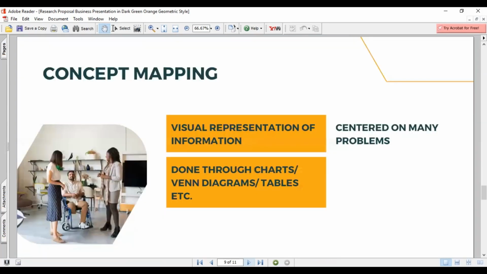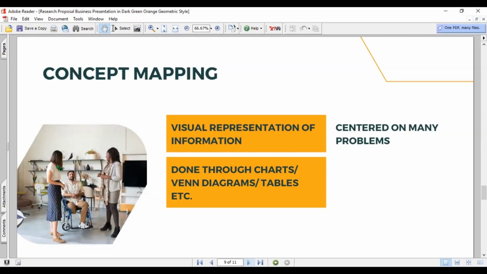All right, so moving forward, concept mapping. Similarly, concept mapping is yet another aid for teaching, in which there is a visual representation of information through charts, diagrams, tables, etc. And it can be centered on many problems. Mind mapping tools are mostly centered on one problem or one concept, and the learners are trying to analyze it and find solutions to it.